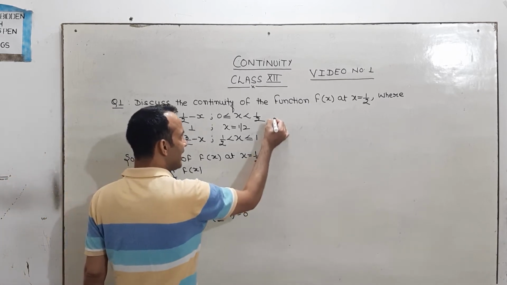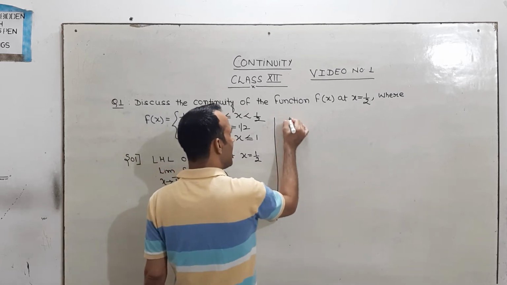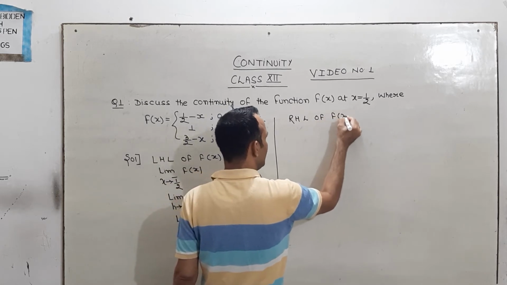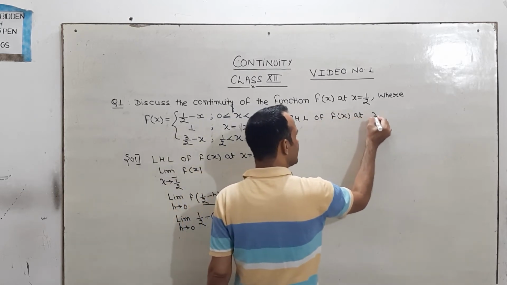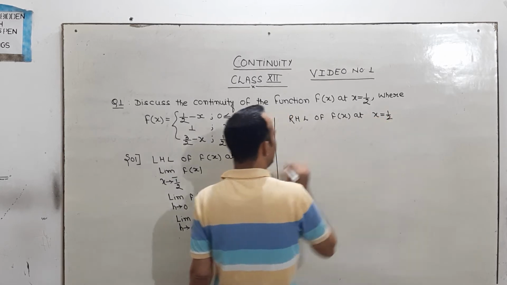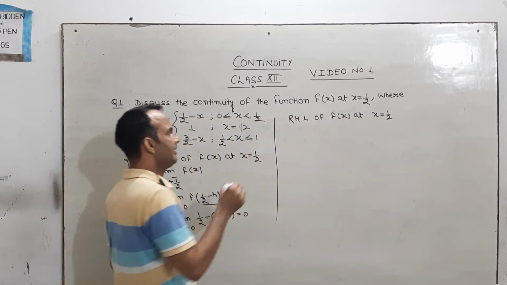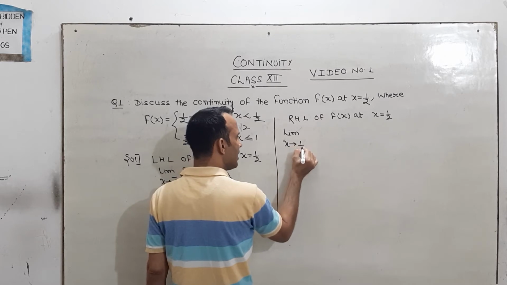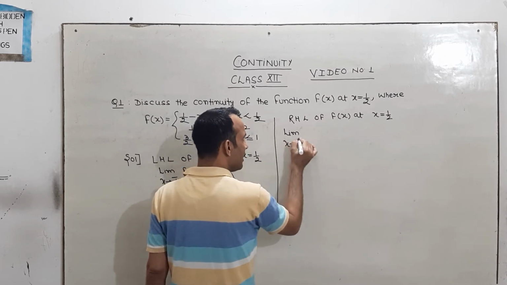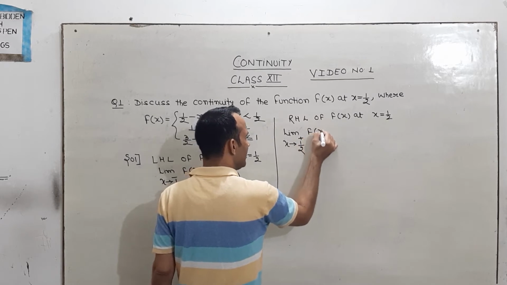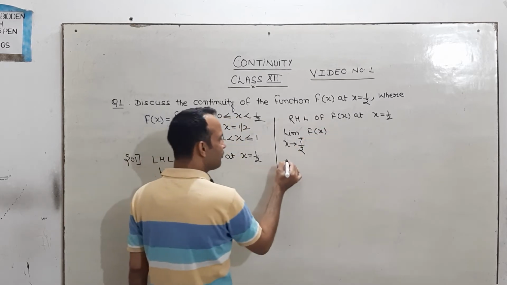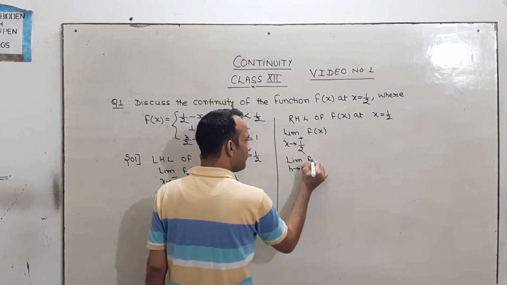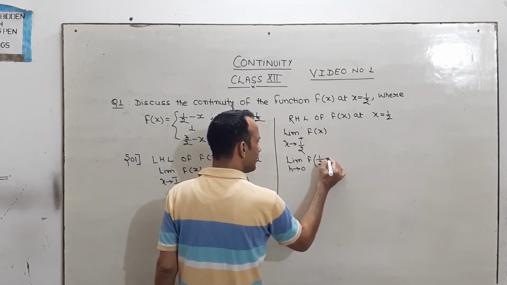After that, write down RHL of f(x) at x equal to half. RHL means right hand limit. So limit x tends to a positive, where a means half, half positive of f(x). In the next step, and in each question, you have to write limit h tends to 0, f of a plus h.